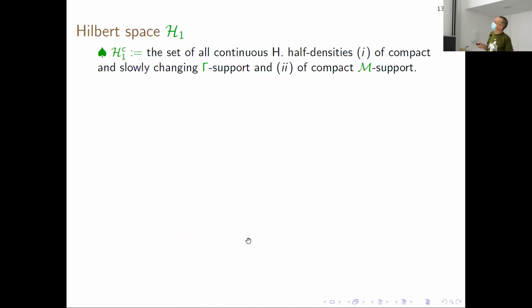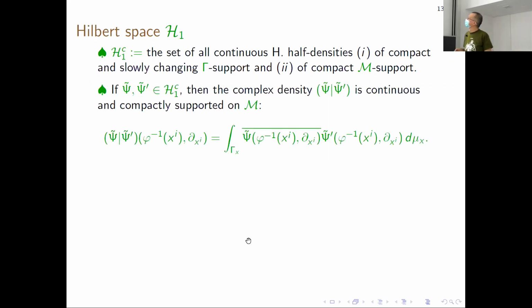Okay, so I use this symbol to denote the set of all continuous Hilbert half-densities of compact and slowly changing gamma support and of compact M support. Then it is possible to show that for any two elements of this set, the resulting density is continuous and compactly supported on M. Why is that?